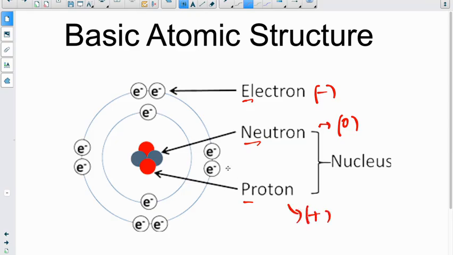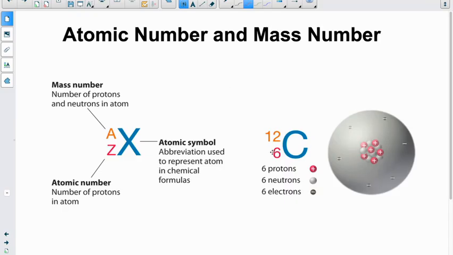inside the nucleus. You will also remember that when you're drawing this diagram, which is known as the Bohr-Rutherford diagram, each energy level holds a specific number of electrons. You will also remember the terms atomic number and mass number. Atomic number and mass number refer to the number of protons, neutrons, and electrons.